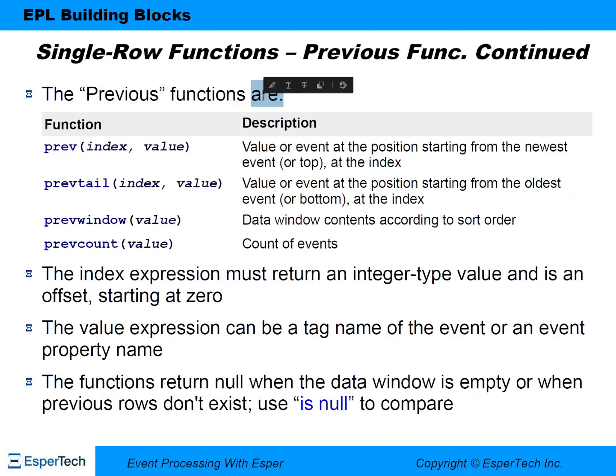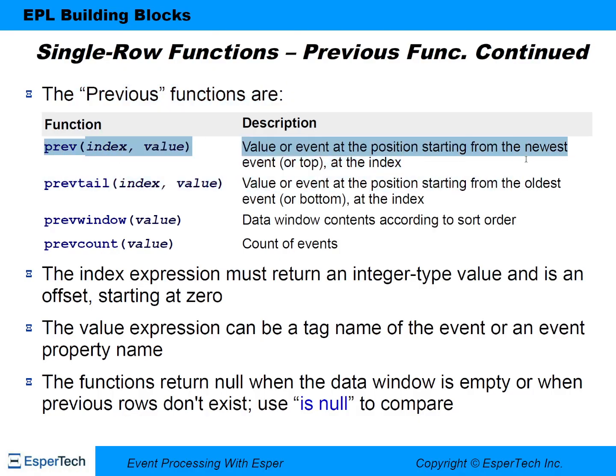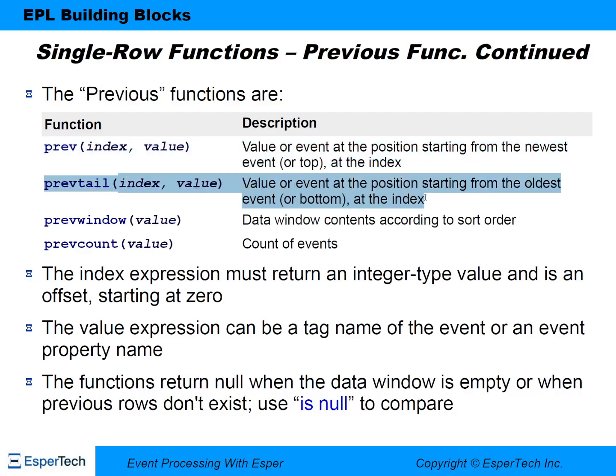The previous functions are in this table. Prev, parenthesis, index, comma value. Returns the value or the event at the position starting from the newest event, or top, at the index. Prevtail, parenthesis, index, comma value. Returns the value or the event at the position starting from the oldest event, or bottom, at the index.